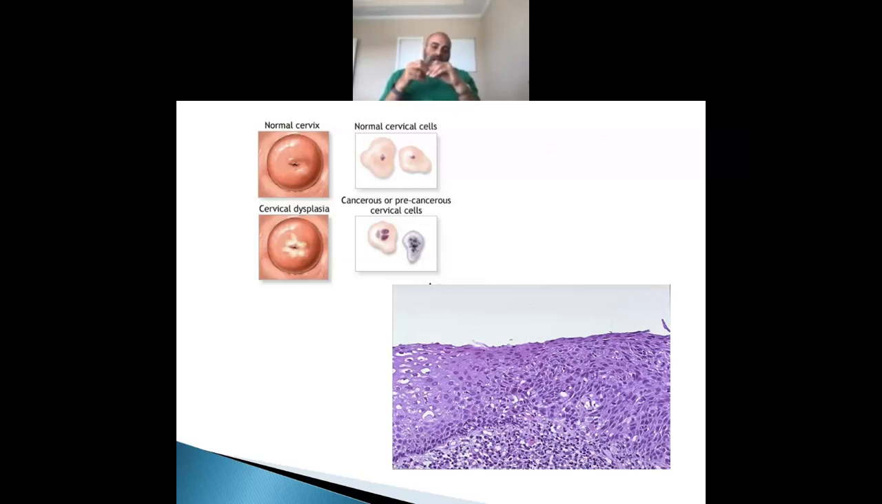Dysplasia is atypical hyperplasia, so also associated with cancer. You're getting non-normal cells, increased numbers of them in the tissue. They do grade this depending on the type, the change. So this is why we do pap smears.